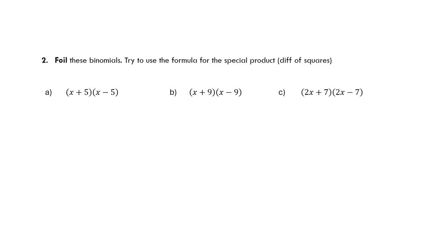Foil these binomials. Try and use the formula for the special product difference of squares. So, foil them. X squared, 5 squared, perfect squares, separated by a subtraction sign, x squared minus 25. There's a difference of squares.